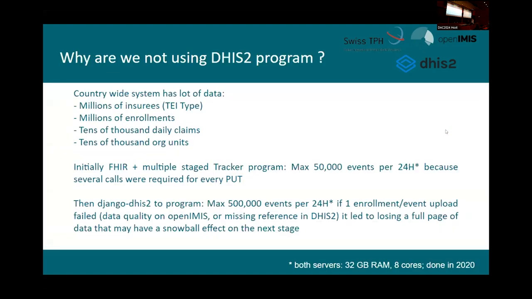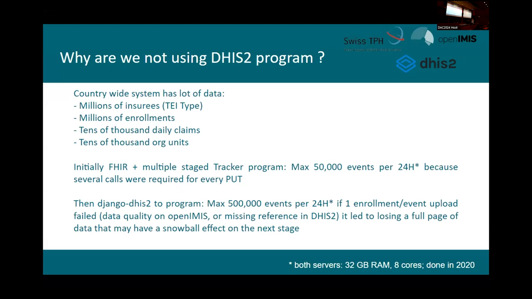There are many phases, and that is why we are not using the DHIS2 data program. We started with that, and ADX is coming as the third iteration. Initially, we started with the data program and faced lots of issues. Around 2020 it was developed, and it took us around two months to just send data from our system to DHIS2.